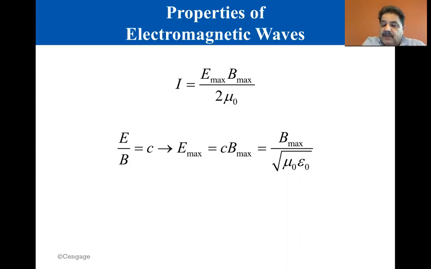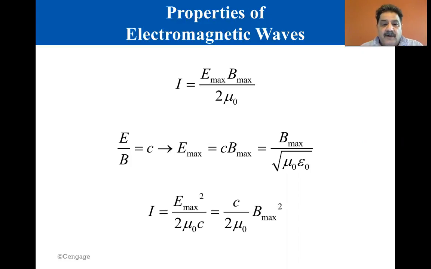Okay, that means we can express the intensity as shown here. I equals E max times B max divided by 2 mu sub 0, which is equal to c over 2 mu sub 0 times B max squared. Note that these expressions we use are average power per unit area. A detailed analysis would show that the energy carried by an electromagnetic wave is shared equally by the electric and magnetic fields.